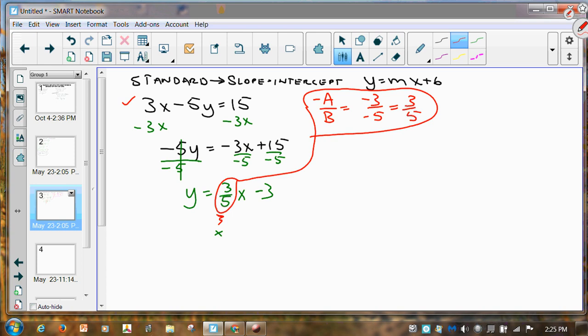Okay, so that's just a little shortcut that will come in handy when you're plotting these graphs. All right, and that's all for that lesson.